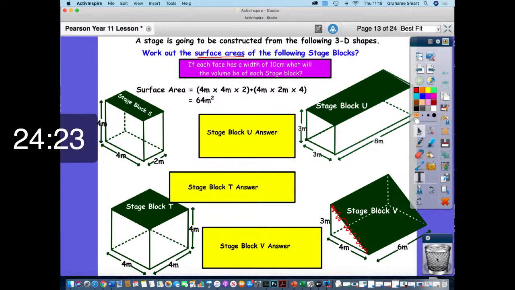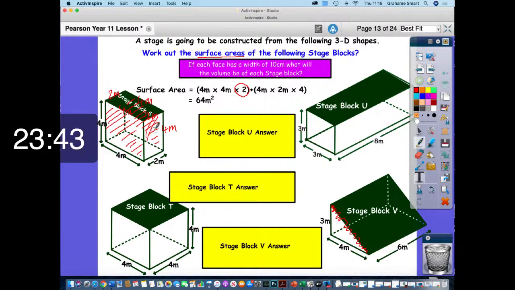We've got stage block S, and we've got 4 meters multiplied by 4 meters. That's the front and the back of the shape. And I haven't drawn the net here. I'm just saying the front and back is 4 meters multiplied by 4 meters. So there's two faces of the shape. That's why I've timed it by two. And then all the others are going to be just writing twos everywhere that I need to and fours everywhere I need to.